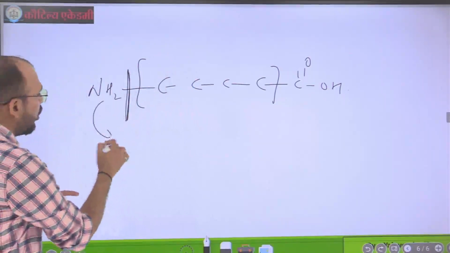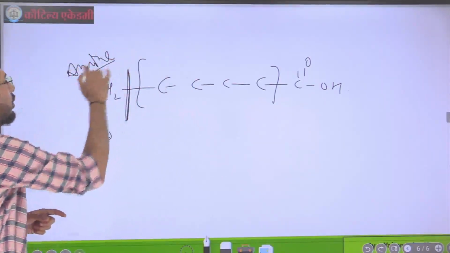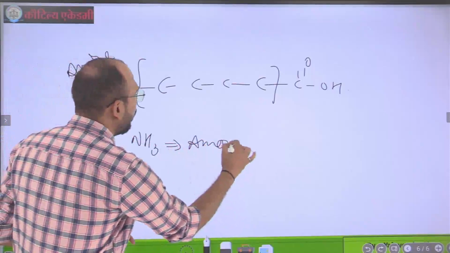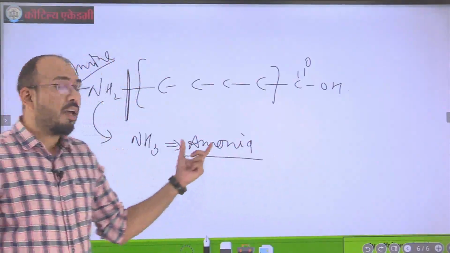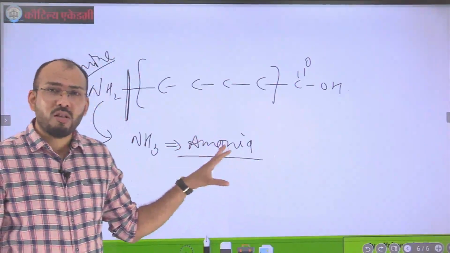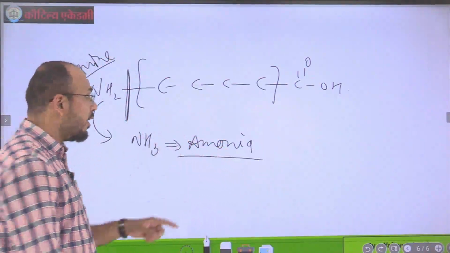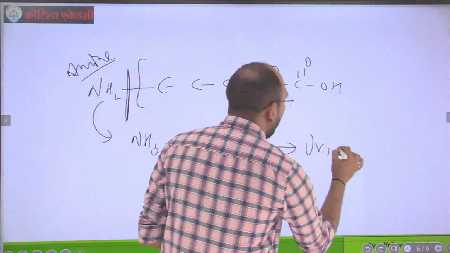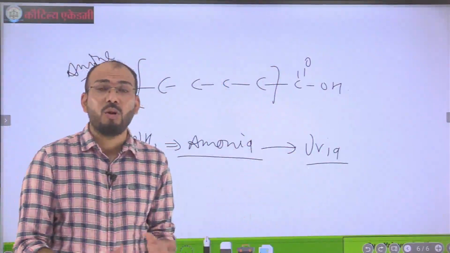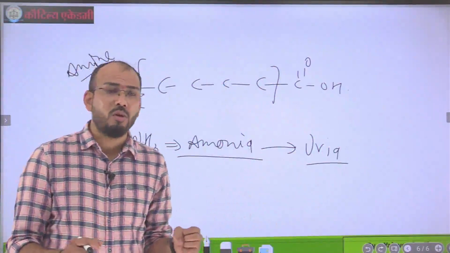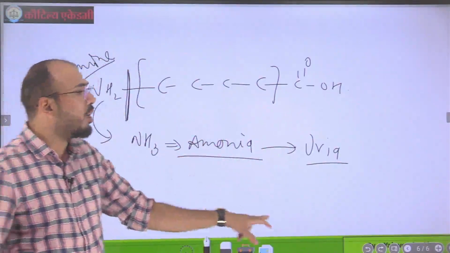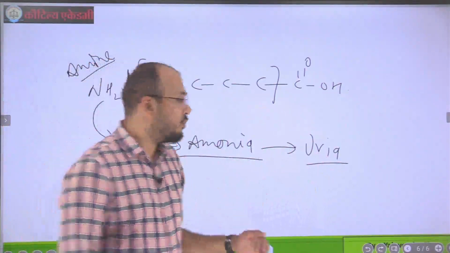When this amine group is detached, it becomes NH3, which we call ammonia, which is equal to poison for the blood. So to reduce the poisonous effect of ammonia, the liver converts ammonia into urea. Hence the liver is also an excretory organ and plays a vital role in the excretory system. But right now we are studying its importance. The liver converts ammonia into urea to reduce the harmful effect of ammonia.